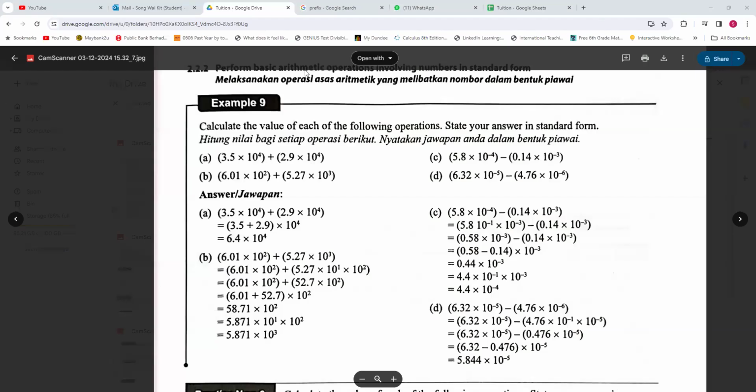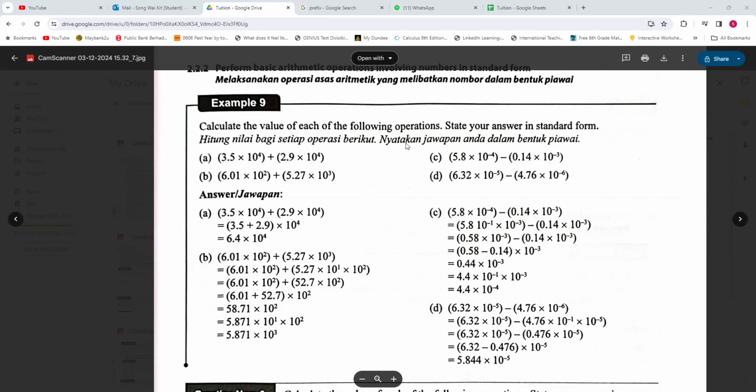Hi everyone, welcome to the last example that we're going to do for today, which is page 27. And this is in our example 9. So, Kenneth, could you kindly read the question for your friends to hear? Calculate the value of each of the following operations. You have to state your answer in standard form.